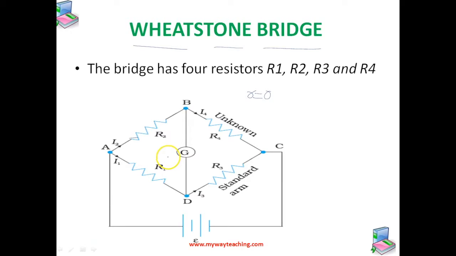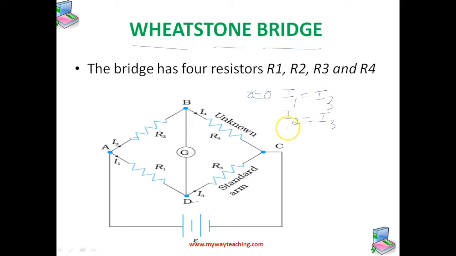Now Kirchhoff's junction rule is applied to junctions B and D. In this particular figure, the junction rule is applied to D as well as B. So immediately it gives us the relation I1 is equal to I3. If you apply the junction rule at B and D, it gives this relation only. Current entering the node is equal to current leaving the node.